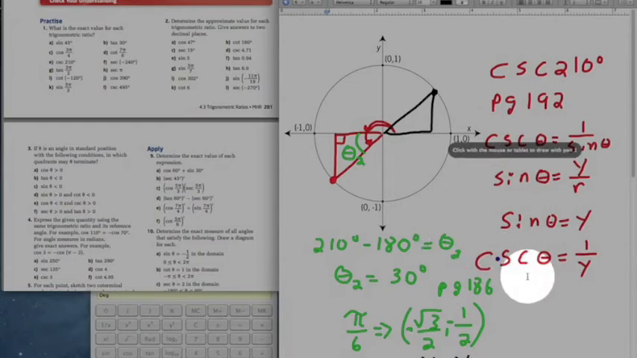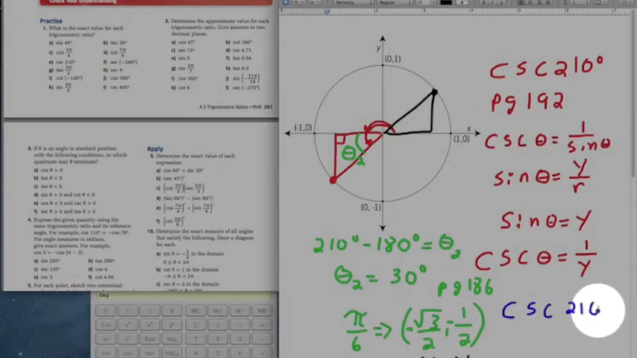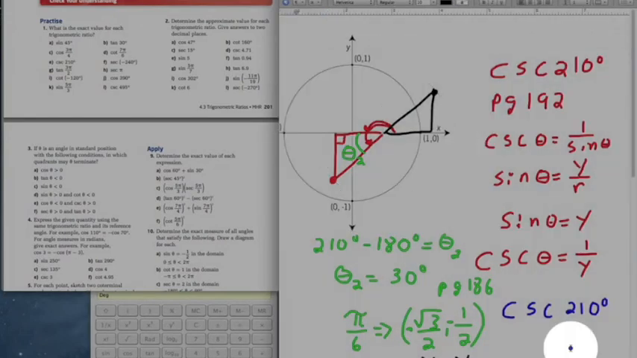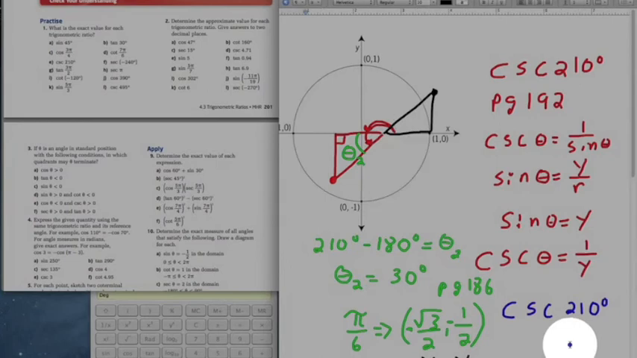So now let's take a look at how this will go. Cosecant of 210 degrees, what is this going to be? Okay, it won't let me do that. We'll just try to fit this in this room. So cosecant of 210 degrees is going to be, as we already found, 1 over y. So we need to figure out what this is.